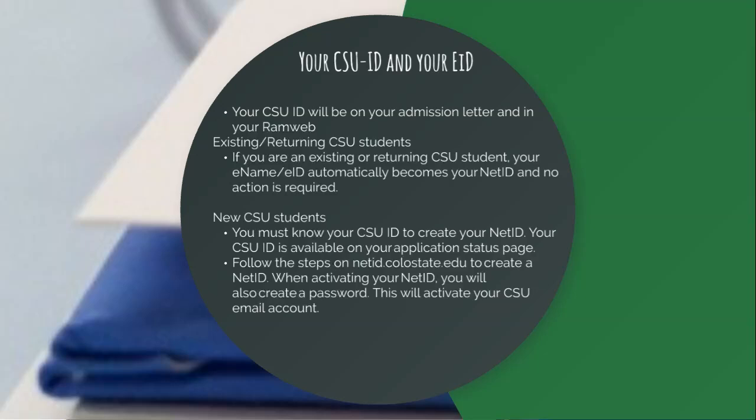If you're an existing or returning CSU student, your e-name or your EID automatically becomes your net ID. For new CSU students, and I'm assuming this is going to be most of you, you have to know your CSU ID in order to create your net ID. So go find your CSU ID, and then follow the steps at netid.colostate.edu to create a net ID. Typically, this is just going to be your CSU ID with a letter C before it. You'll have to activate it, and then you'll create a password.